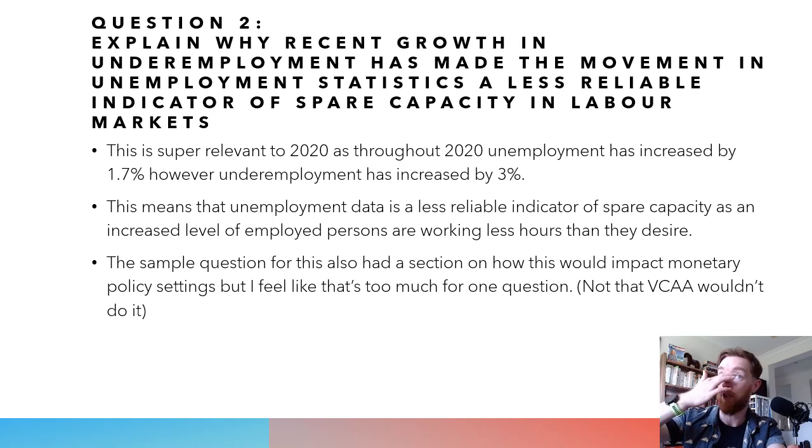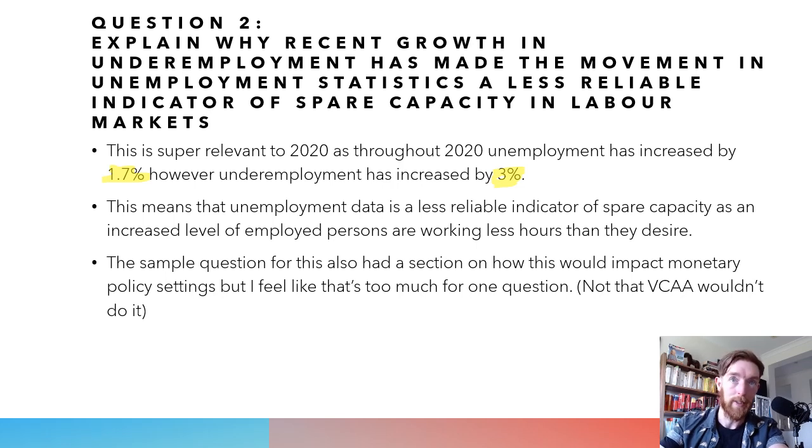I chose this one because it's super relevant in 2020, as throughout 2020, unemployment has increased by 1.7%, while underemployment has increased by 3%. So as you can see there, unemployment has increased by less than underemployment. So underemployment's increased by more. This means that more people are working less hours than they prefer. So people are working under full-time hours. They might be working casually part-time when they want to be working full-time.